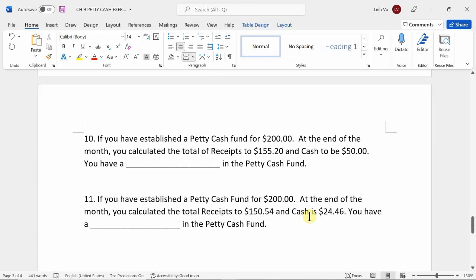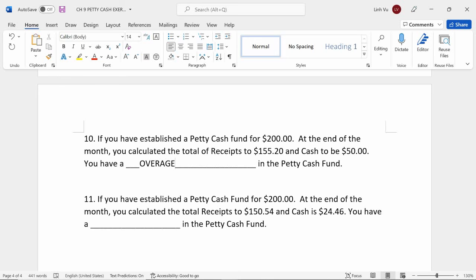Okay. Question number 10. If you have established a petty cash for a total of $200, at the end of the month, you calculated a total of receipts to be $155.20 and a total cash to be $50. You have a blank in the petty cash. Overage. You have an overage of $5.20. Good. You have too much money, so therefore you have an overage.